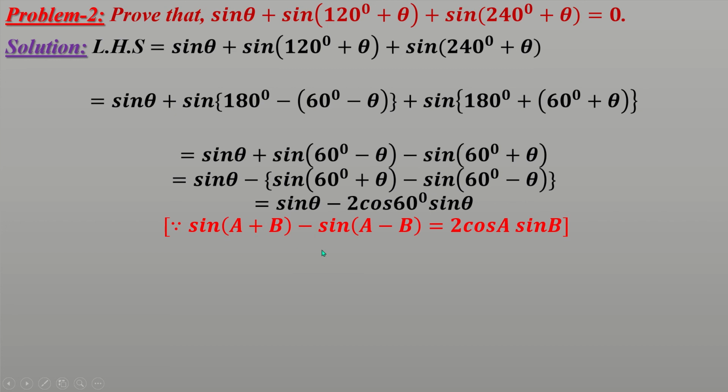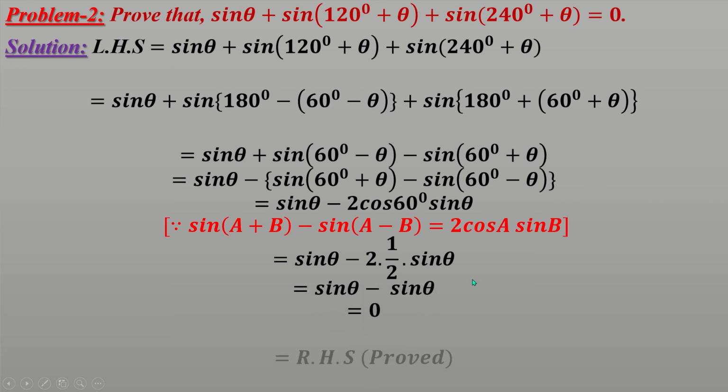Now calculate. This equal to sine theta and cos theta, theta means 60 degree. This equal to 1 by 2, and 2 and half cut. Here will be minus sine theta. That means sine theta minus sine theta. This equal to 0. This equal to right hand side. Proof is complete. Okay. Now follow next problem.